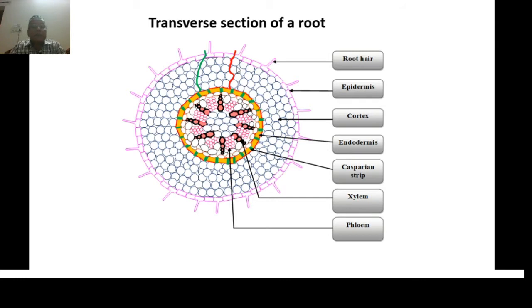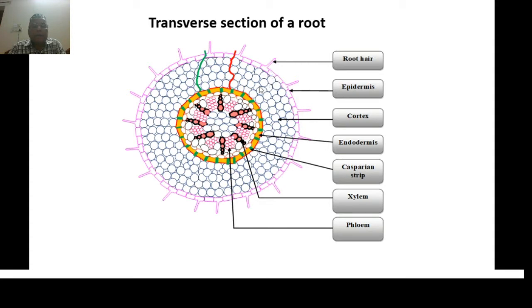This is an internal structure of a plant root. The outermost layer is the epidermis, which is composed of root hairs. A root hair is the extension of an epidermal cell, and in the epidermis there is no cuticle, and this type of epidermis is known as epiblema.